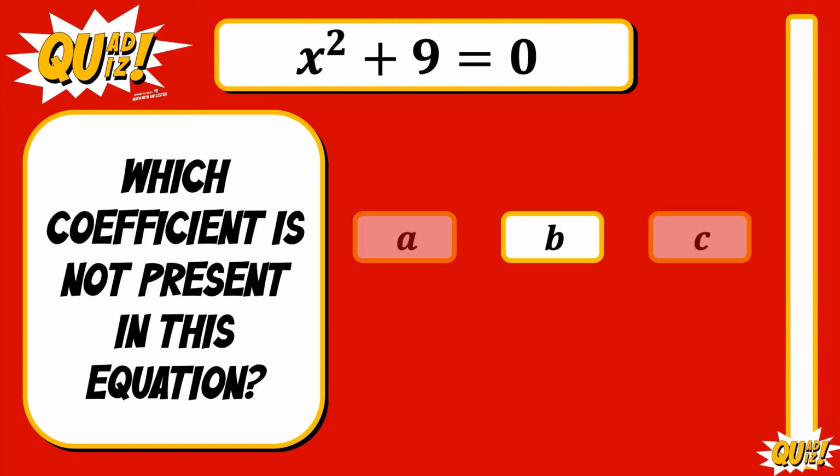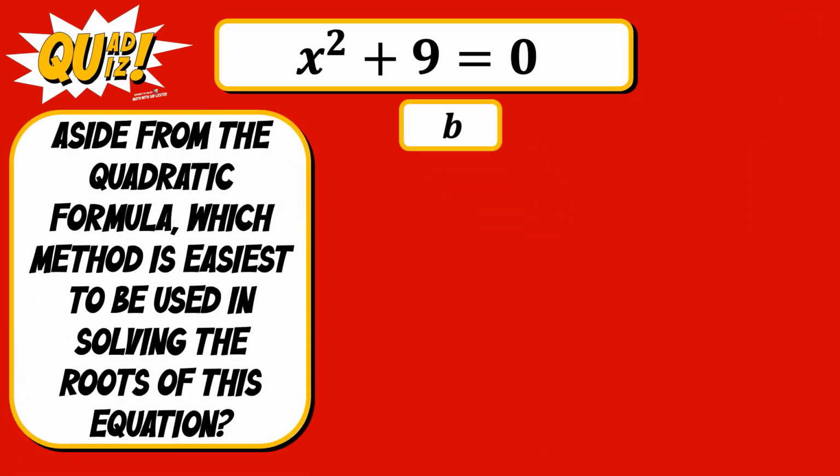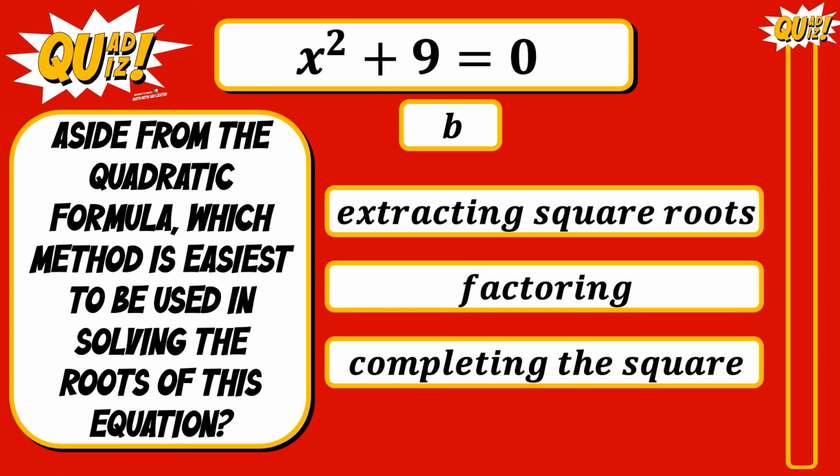And it's coefficient B. With this, aside from the quadratic formula, which of these 3 methods is easiest to be used in solving the roots of this equation?